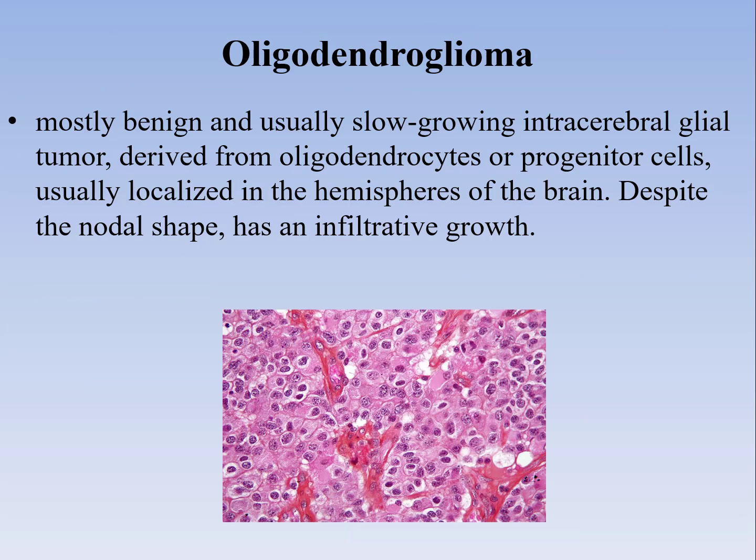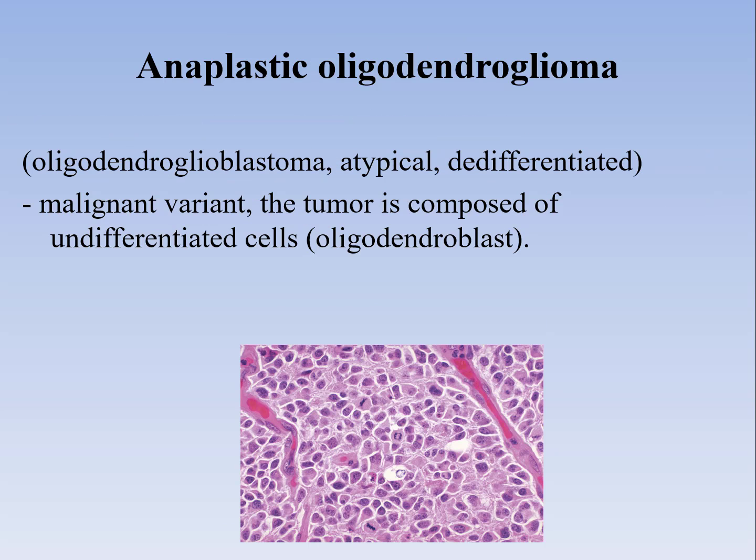Oligodendroglioma is a mostly benign and usually slow-growing intracerebral glial tumor derived from the oligodendrocytes or progenitor cells, usually localized in the hemisphere of the brain. Despite the nodular shape, it has an infiltrative growth. Anaplastic oligodendroglioma, also named atypical dedifferentiated oligodendroglioma or oligodendroglioblastoma, is a malignant variant. The tumor is composed of undifferentiated cells, oligodendroblasts.